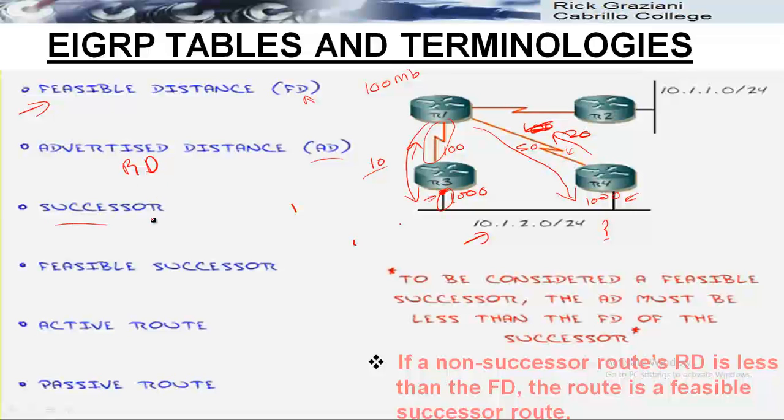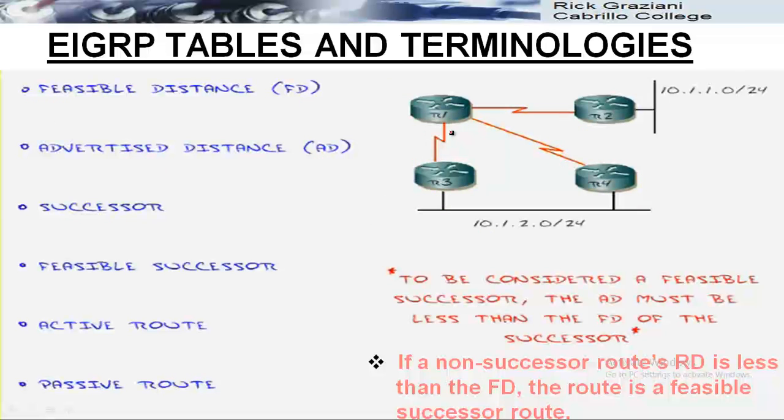Now successor is the best route to the destination. So in this case, the successor route from R1 perspective is through R3. Let me clear some of this gibberish and just retain the cost. The cost all the way to here is 10, and all the way to here, let's say, is 20. So the successor route is R3 and the feasible distance is 10. The reported distance here maybe let's say is 5, and also here is 5.